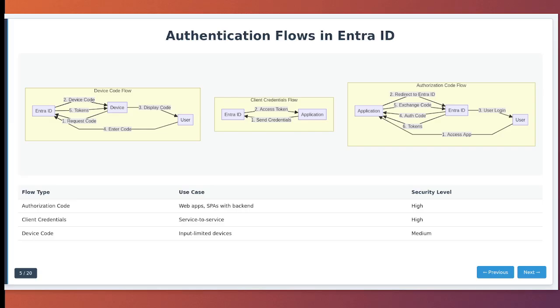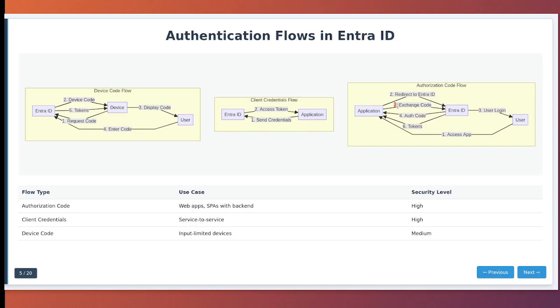The authorization code flow is the gold standard for web applications. Here's how it works. First, your application redirects the user to Entra ID's authorization endpoint. The user logs in there, not in your application. This is important because your application never sees the user's password. After successful authentication, Entra ID redirects back to your application with an authorization code. This code is like a voucher. It's short-lived and can only be used once.